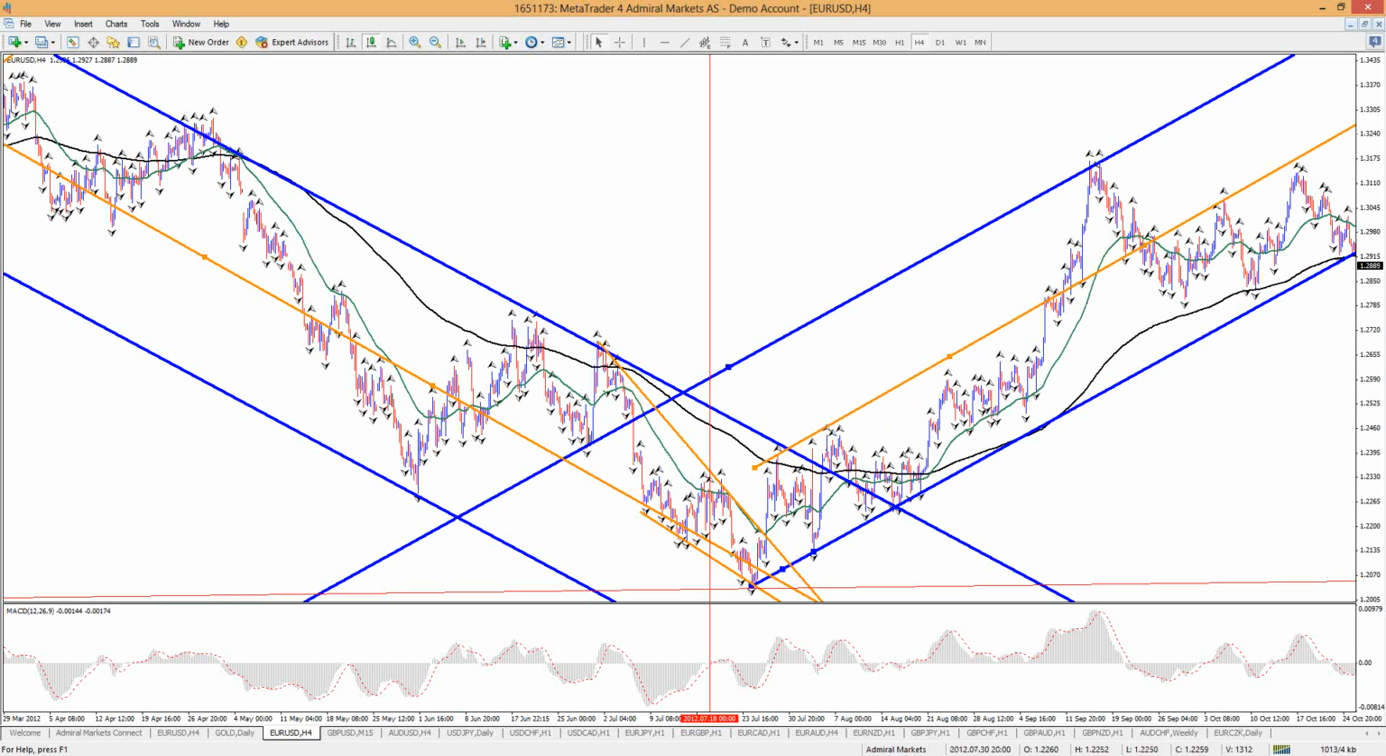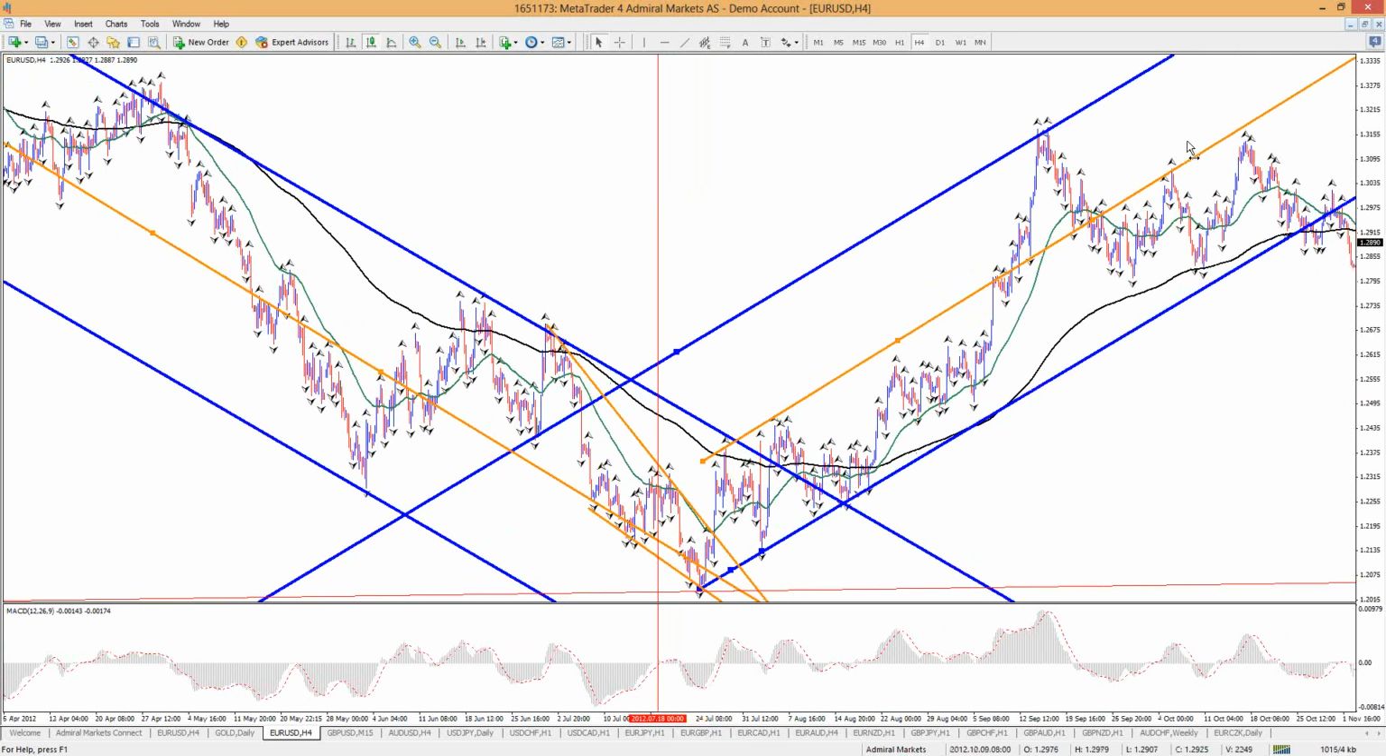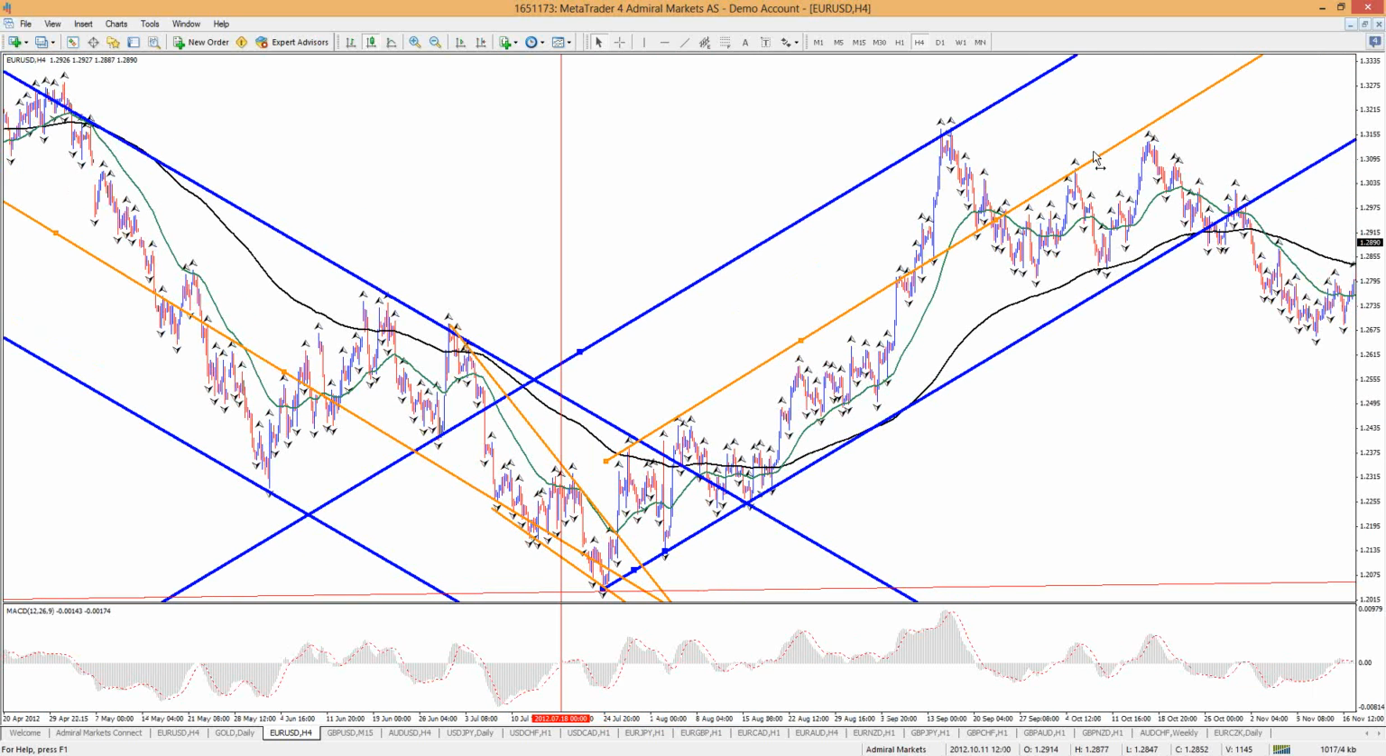Somewhere in here, you can see that the hard line is nicely respected. Right there we paused, here we paused, here we paused, here we paused, just shy here, etc. So we continue. We get a bit of a move down. So maybe we're changing gears here.